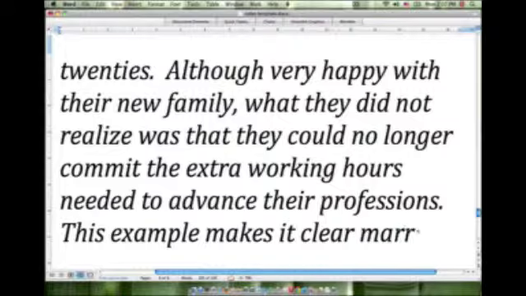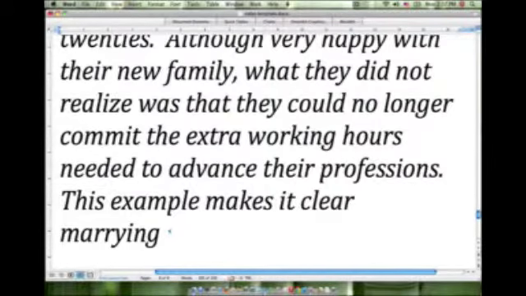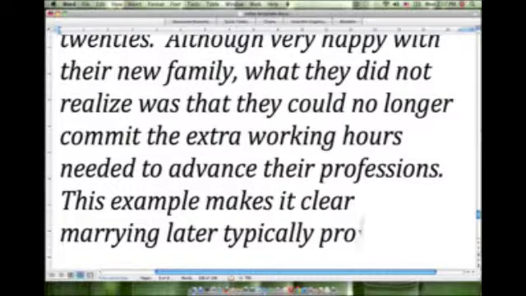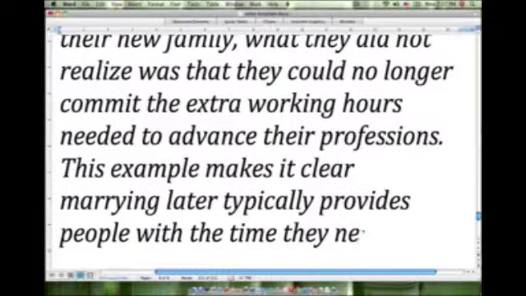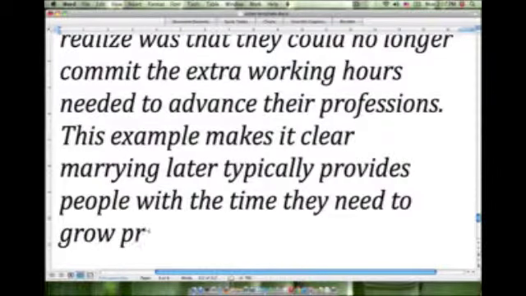Marrying later typically provides people with the time they need to grow professionally.